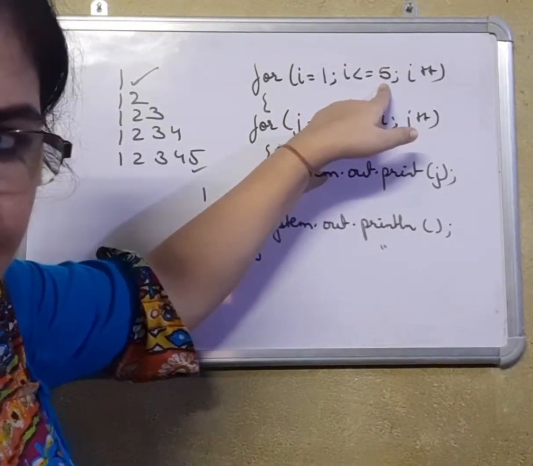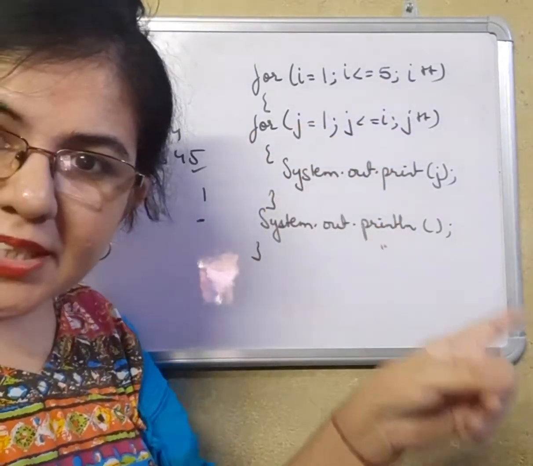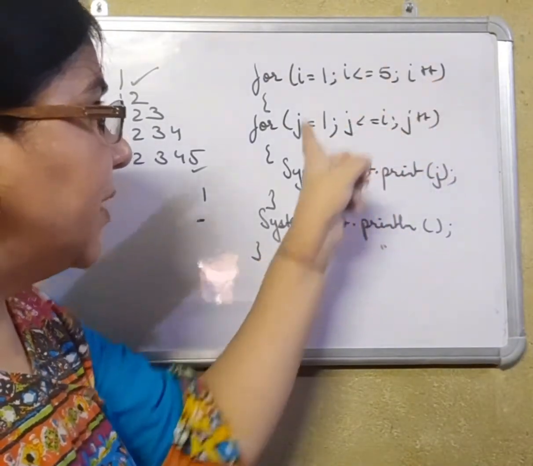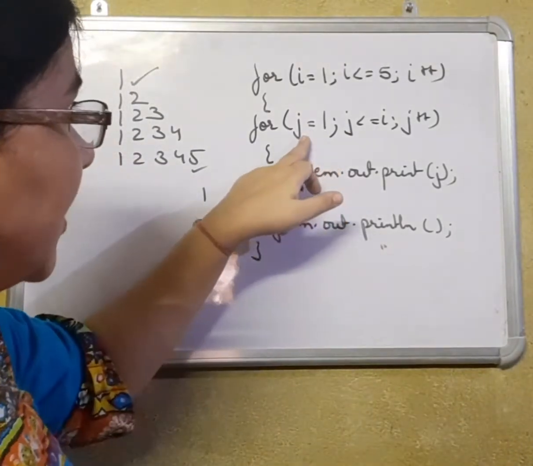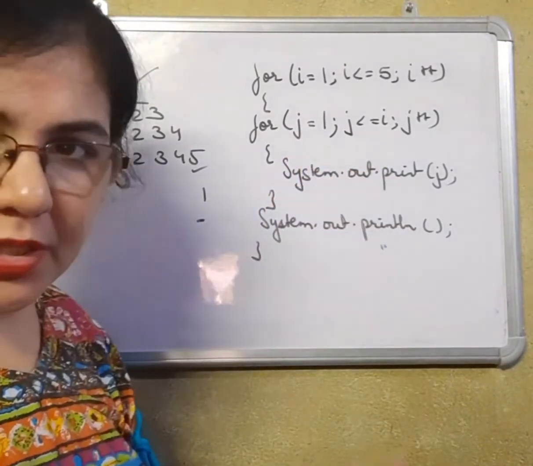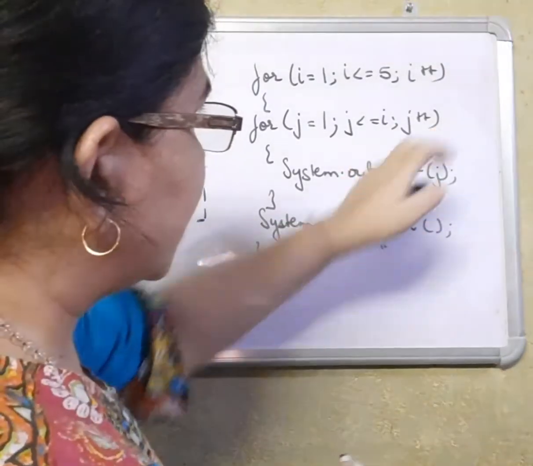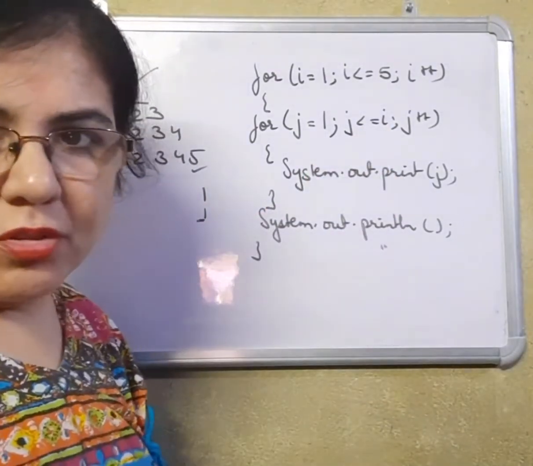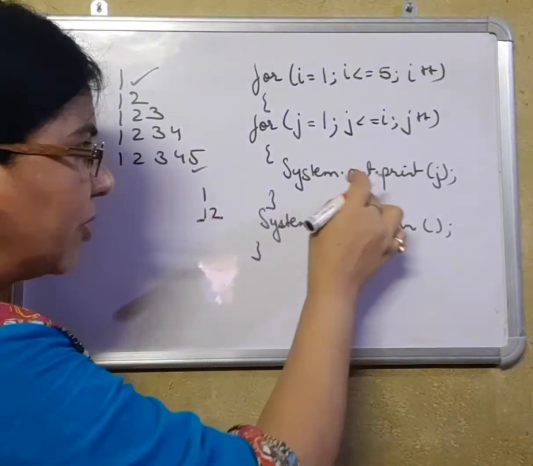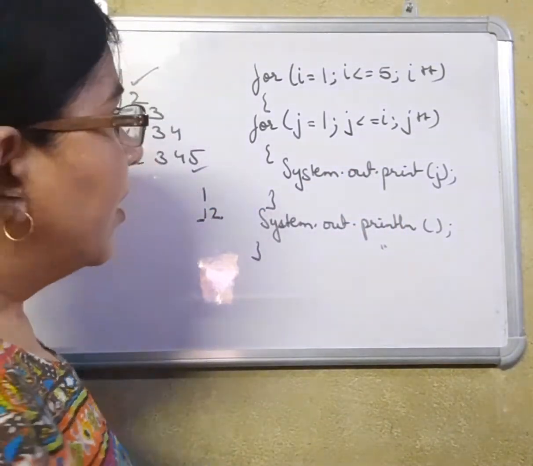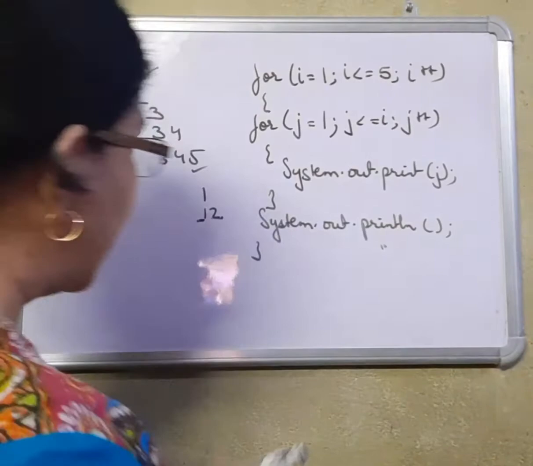2 is less than equal to 5, true. Again it will come inside. But when it comes inside, J will restart with 1. Whenever the outer loop increases, J, the inner loop, will start right from the beginning. So J is equal to 1, J less than equal to 2, yes it is true. First J prints 1. Then J++, J becomes 2. 2 is less than equal to 2, so 2 will also be printed on the same line, because of System.out.print. Then J will become 3. 3 is less than equal to 2, false. It will come to the next line with the help of println.